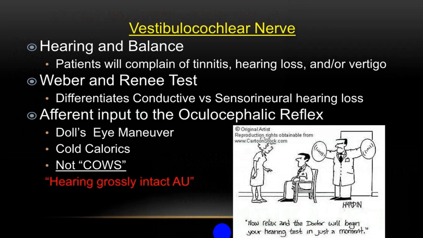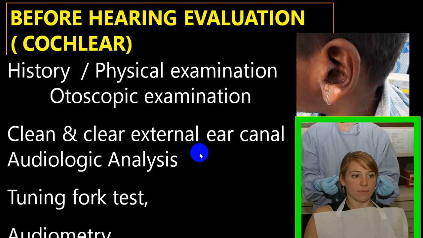So the vestibulocochlear nerve has the main functions of hearing and balance. For the cochlear division, we do Weber's test and Rinne's test. And for reflexes of the vestibular apparatus, you can perform the oculocephalic reflex like doll's eye movement, caloric test, etc. And you can go for the Romberg test.